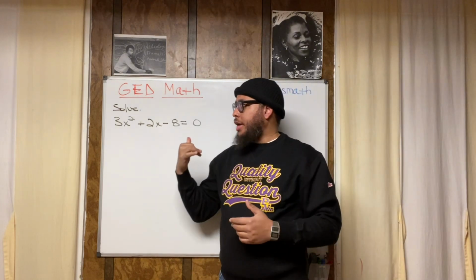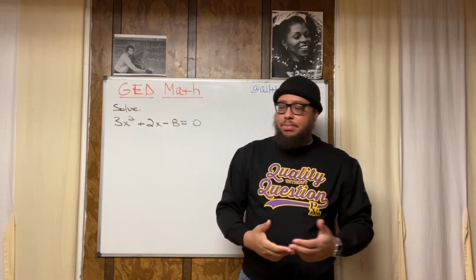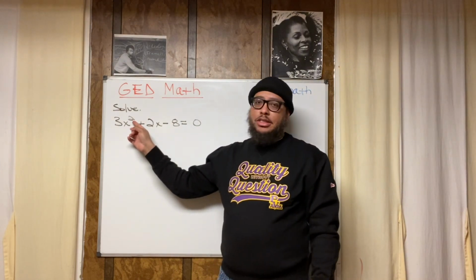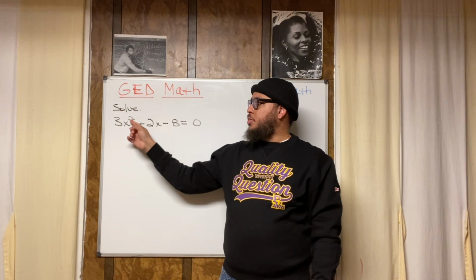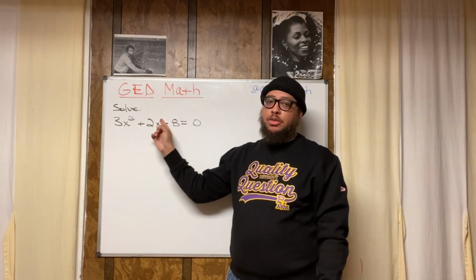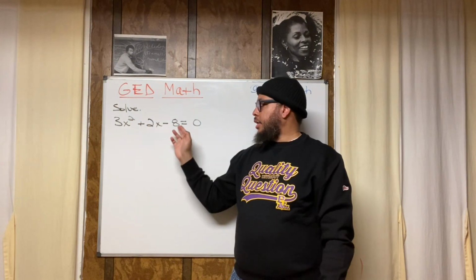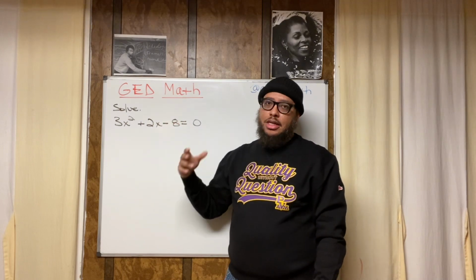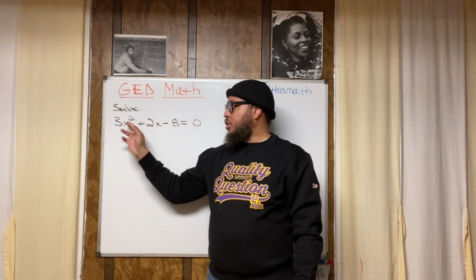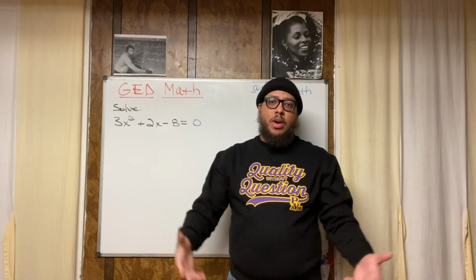Now, this is a quadratic. Why is it called a quadratic? Because the biggest exponent that you see is a 2. So this x has an exponent of 2. This x has an invisible exponent of 1 that you don't need to write. And this negative 8 is a constant. It doesn't have a variable attached to it. So your biggest exponent is a 2, so that means it's a quadratic.